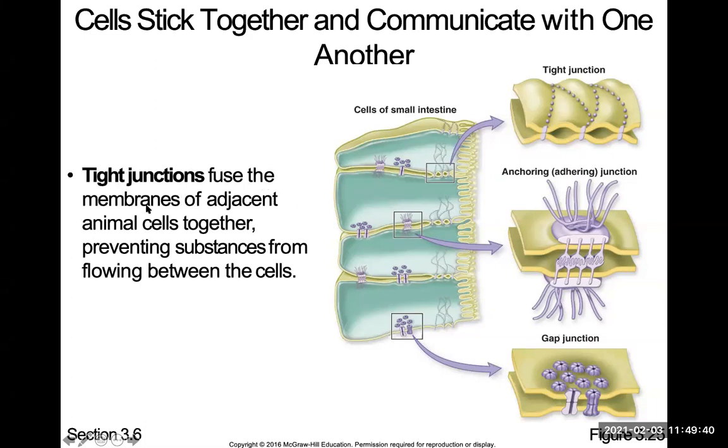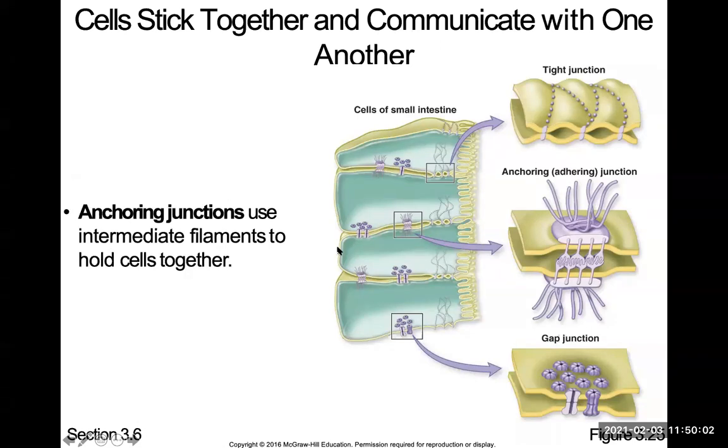Tight junctions fuse the membranes of adjacent animal cells together, like a staple here, and prevent substances from flowing between the cells. So that's another function I forgot to mention. It's kind of picky about what can flow through and what can't. If it's big in size, it's not going to flow through, to prevent substances from entering and leaving. Anchoring junctions use intermediate filaments to hold cells together. So these are strong ones, they hold cells together. So those are three kinds.